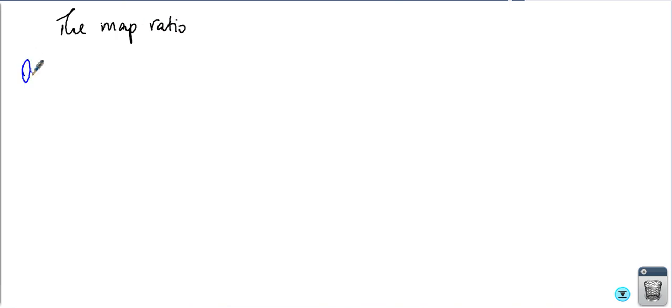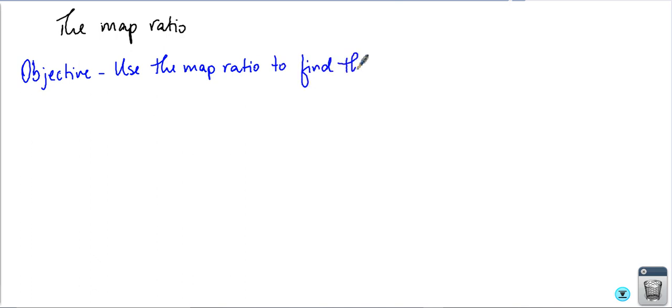The objective for our lesson today is to learn how to use the map ratio to find the map distance. Okay, so I'm going to start by recapitulating a little bit what we said in our last lesson.